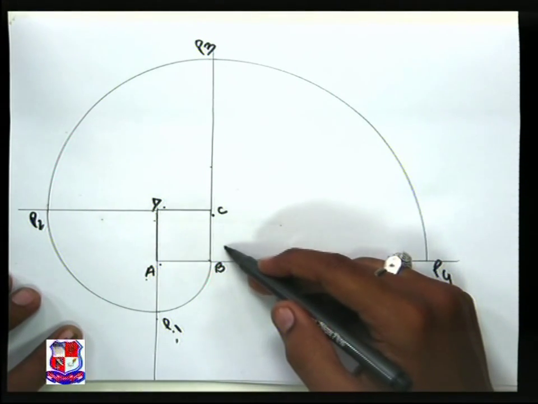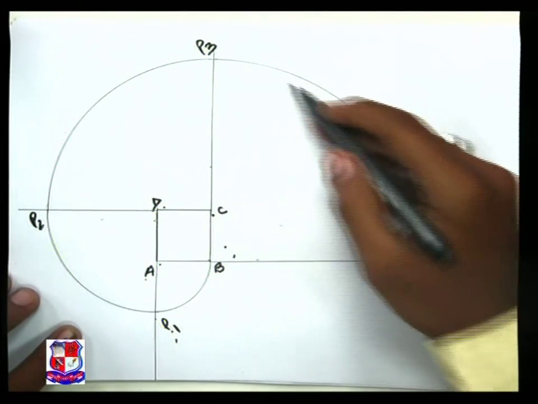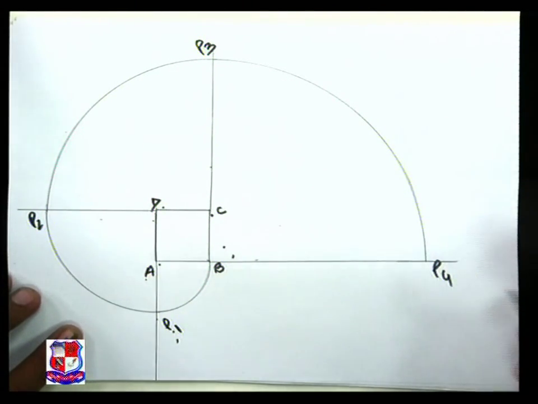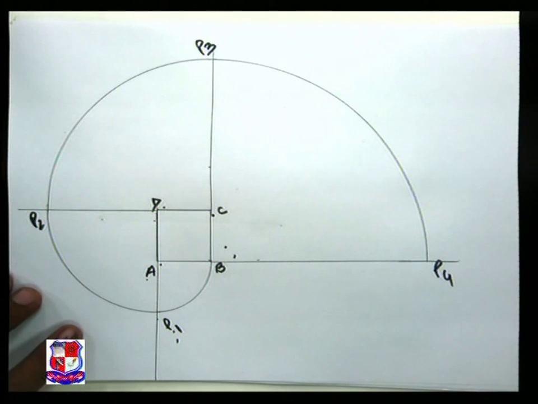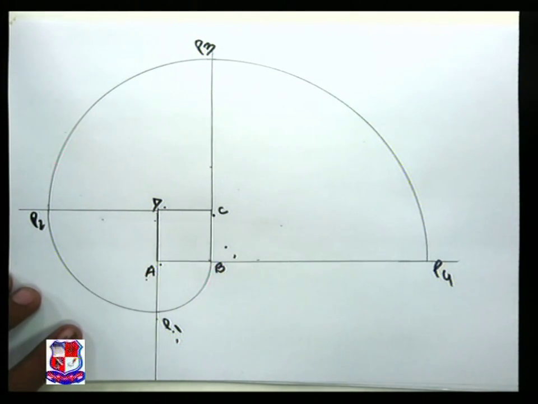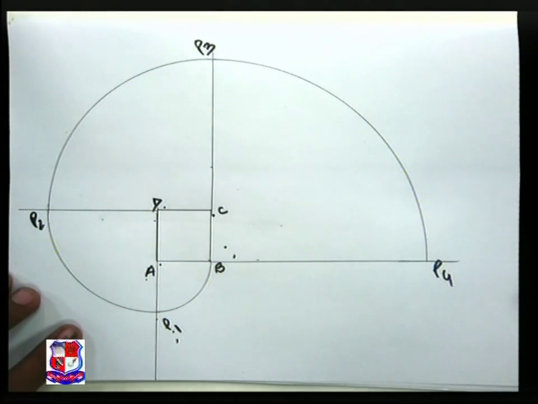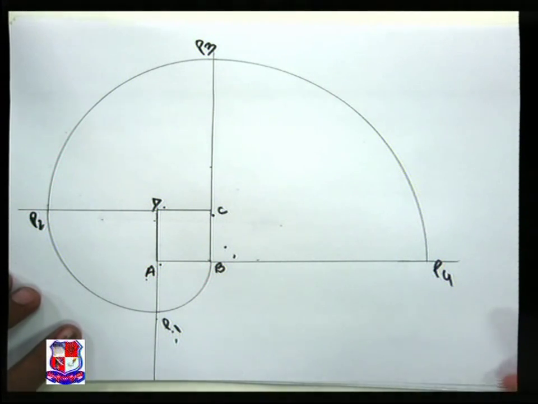B as center, BP3 as radius and draw an arc. We have got point number P4. This is how we can trace a whole involute for any polygon. We will have a look at our next question.